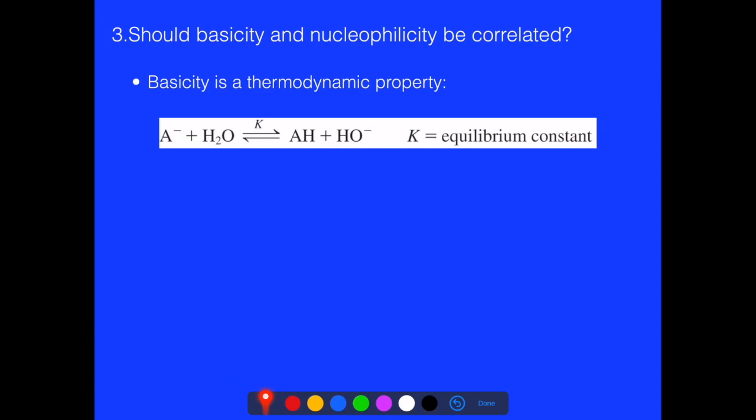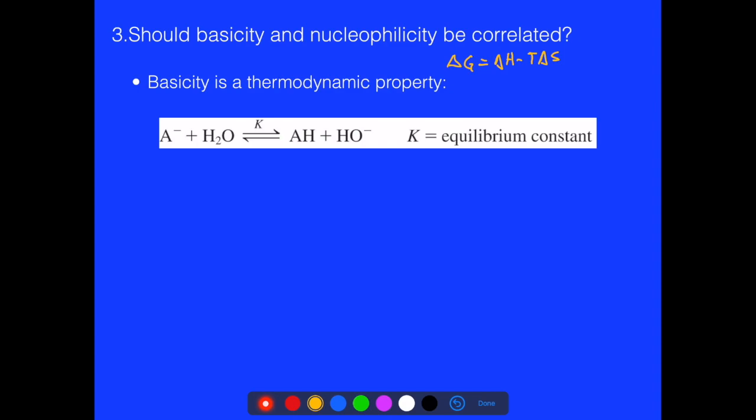Should basicity and nucleophilicity be correlated? Why might we ask this? We might remember that basicity is a thermodynamic property, and thermodynamics deals with delta G, delta H, and delta S. Delta G is Gibbs free energy, which tells us if a process is spontaneous. Delta H deals with heat, and delta G equals delta H minus temperature times delta S, where S is entropy. That's what we mean when it's a thermodynamic property.